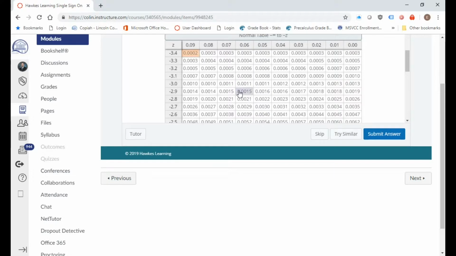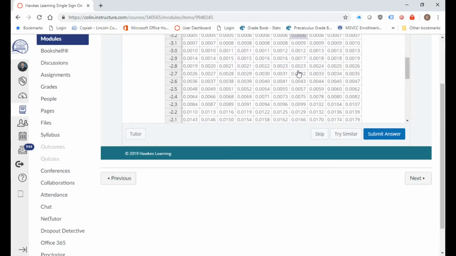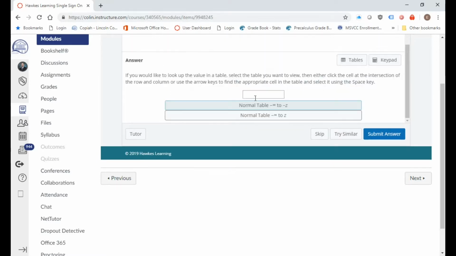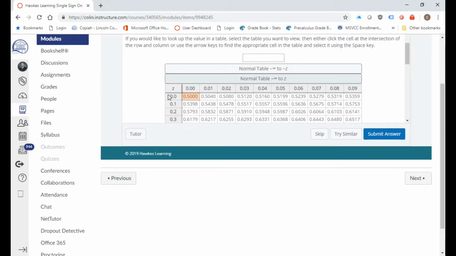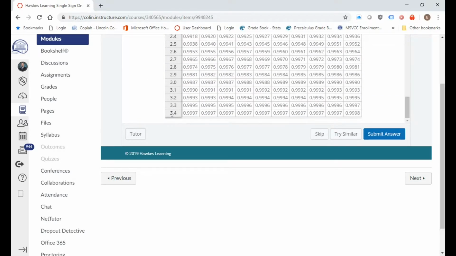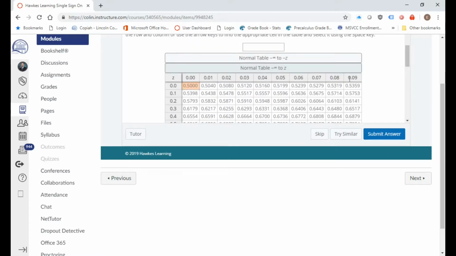The only problem with using this is, if you use a table that's printed out, then you can make sure you get on the right column. Here you just kind of have to put your mouse over the right column and then go down to where you need to go. So it has both of those, though. If you click on the wrong one, of course, the positive one starts at 0 and then goes down to 3.49.